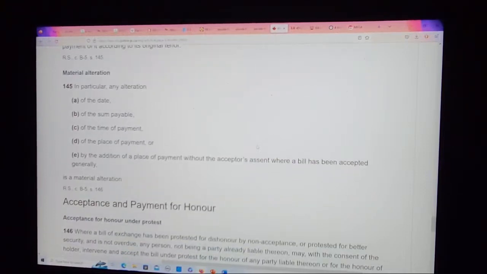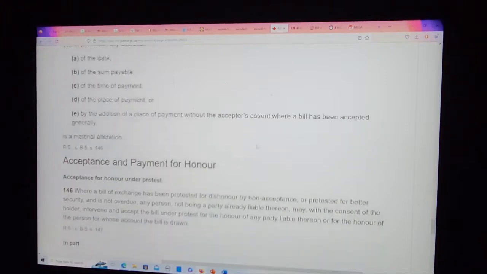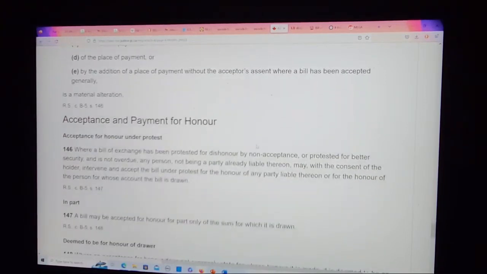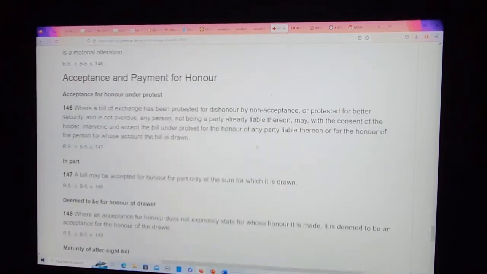Material alteration. 145. In particular, any alteration A, of the date, B, of the sum payable, C, of the time of payment, D, of the place of payment, or E, by the addition of a place of payment without the acceptor's assent, where a bill has been accepted generally, is a material alteration.